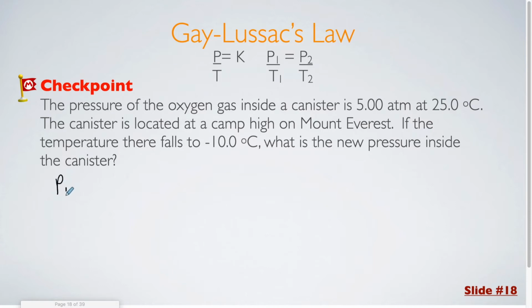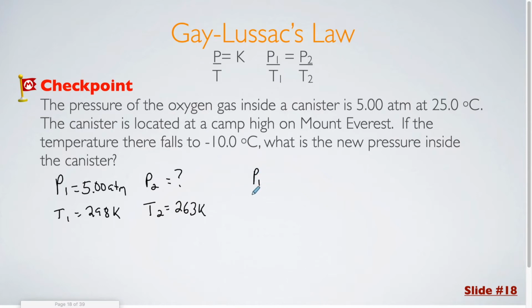All right, for our next question, I'm going to write down each of my variables. So I have a P1, T1, a P2, and a T2. The pressure of gas inside a canister is 5.00 atmospheres at 25 degrees Celsius. So just like before, since this is Celsius, I'm going to add 273, and that comes out to 298 Kelvin. If the temperature falls to negative 10 degrees, so that would be 263 Kelvin, what is the new pressure inside the canister?